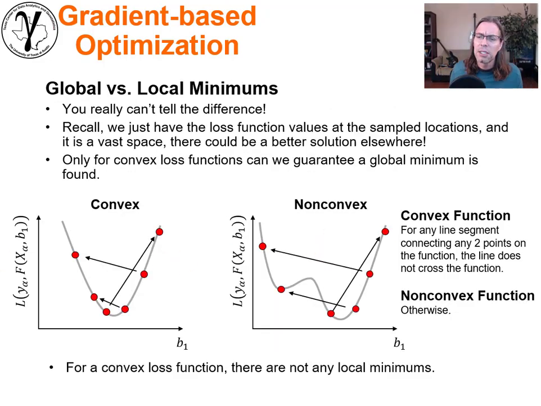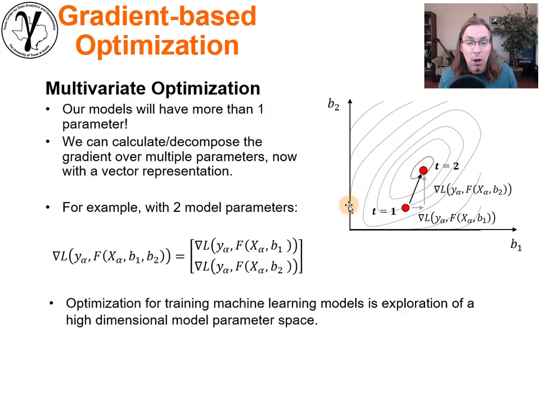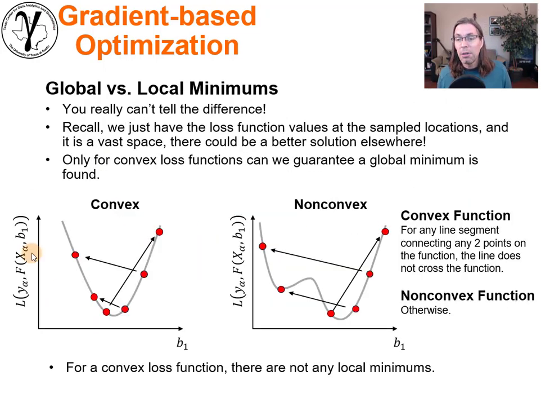What about global versus local minimums? The first comment I'd make is you really can't tell the difference, not in generality. In fact, recall, we don't have that loss function, what I showed right here. I don't have those contours. What I just have is a couple of samples along a path. And you have to remember that this is a vast solution space over all of the combinations of possible model parameters, and there's always the chance there's a better solution that further minimizes the loss function elsewhere. There is an exception for convex loss functions.